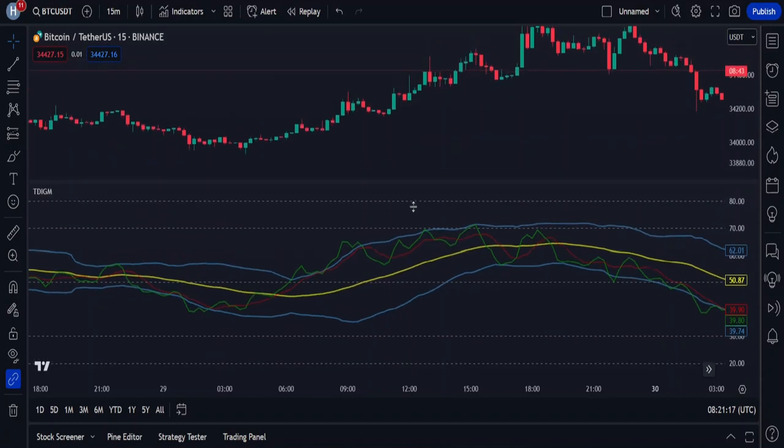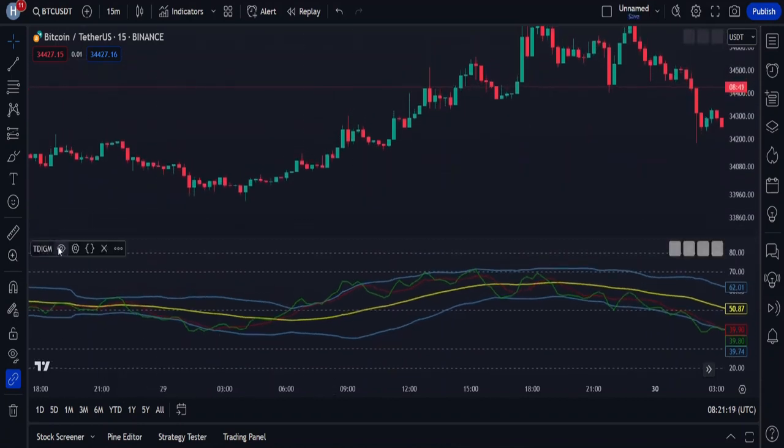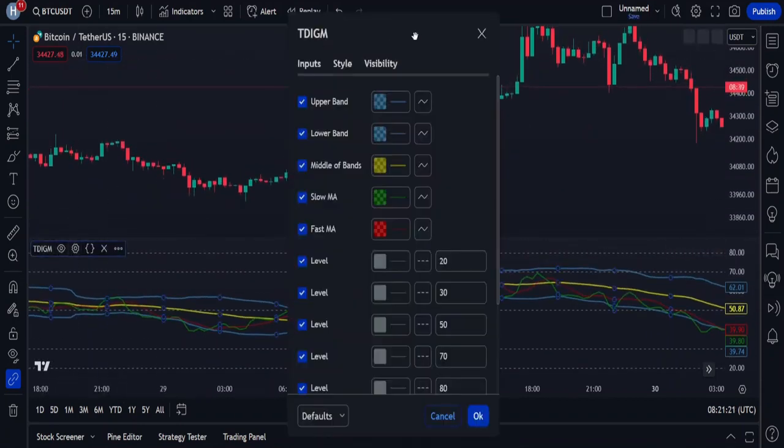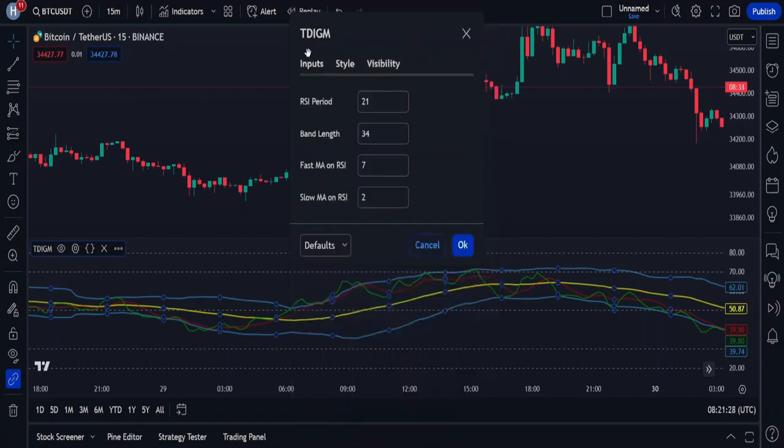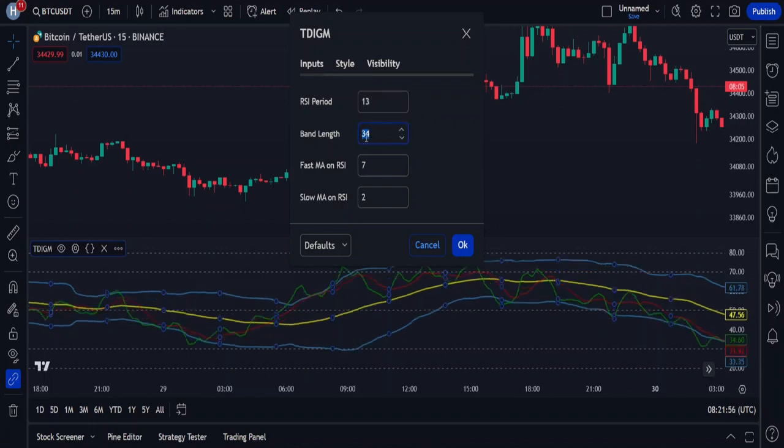Now, let's change the indicator settings to optimize the indicator for the strategy. So we will head over to the Indicator Settings tab and click on the Inputs tab. We will first be changing the RSI period to 13. After that, we will change the band length to 34. Finally, we will change the fast EMA length to 2 and change the slow EMA length to 7. Make sure you follow these settings carefully so that you get the best results out of this strategy.